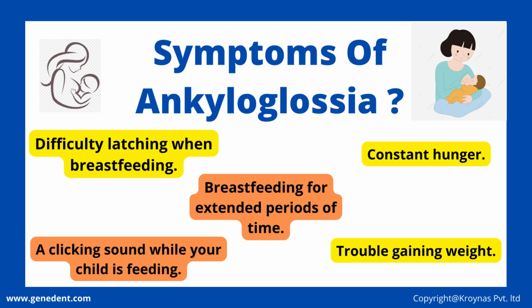Now we should know what the symptoms are, or how we can find out that a child has ankyloglossia. There may be difficulty latching when breastfeeding, breastfeeding for extended periods of time, constant hunger, trouble gaining weight, or a sound while the baby is feeding.